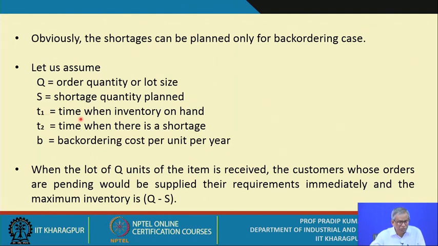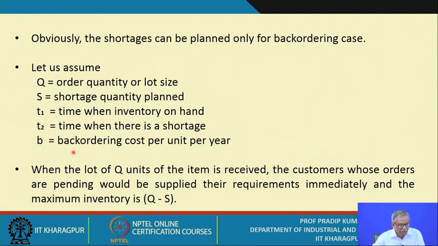T1 is the time when the inventory is on hand, that means it is available, there are no shortages. Whereas you come across a time period noted as T2, that means during this time period you face a situation called the shortage, is it okay. So the shortage condition prevails only during the T2 time period, and you are assuming that the demand is known with certainty, that means there is a uniform demand.